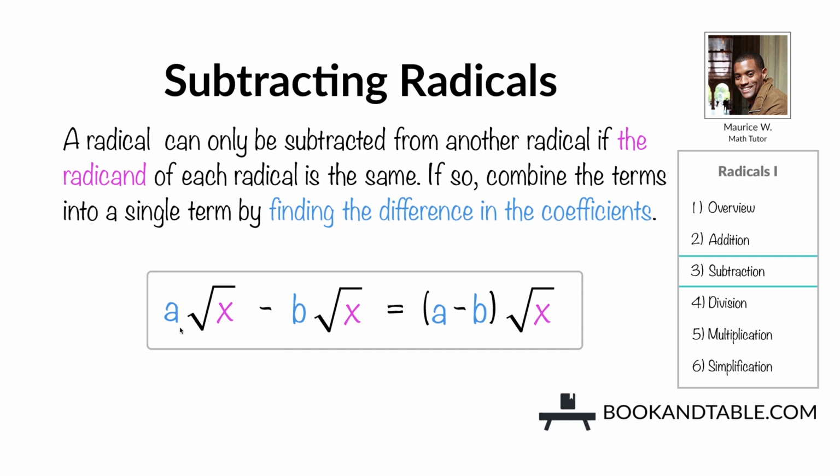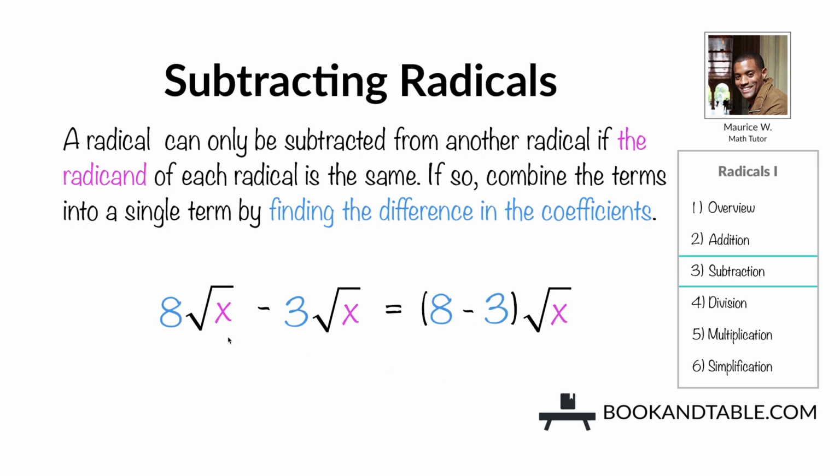So let's say we had a radical x minus b radical x. They are like terms, or they have the same radicand. So we can subtract the coefficients. So we have a minus b. So this would simplify to the difference of the coefficients times the radical. If we replace these with real numbers, 8 radical x minus 3 radical x would be equal to 8 minus 3 radical x, which would be 5 radical x.